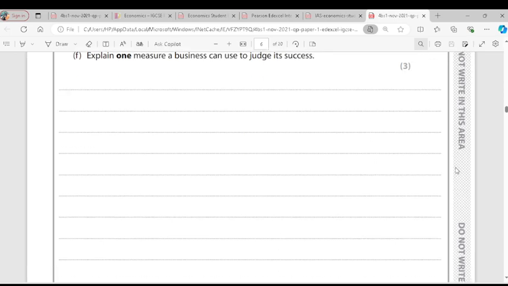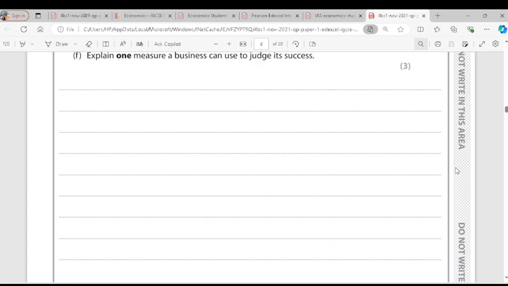If we go to question F, they say explain one measure a business can use to judge its success. The success of a business can be measured through the market share. Why do I use market share here? Market share means the total brand sales divided by the total market sales, multiplied by 100. If a business is doing well, its market share is increasing, it means it has gained more customers from its competitors. If your market share has increased from the previous year, it means you are having new customers, and having new customers means the customers of your competitors started buying from you.